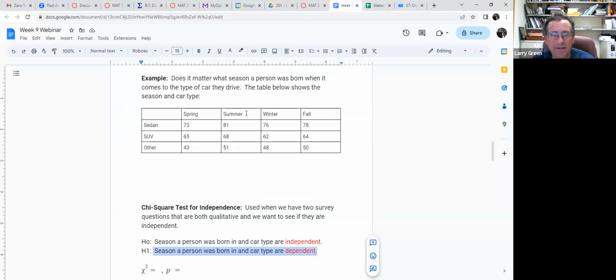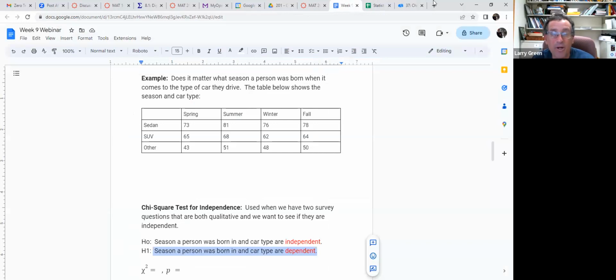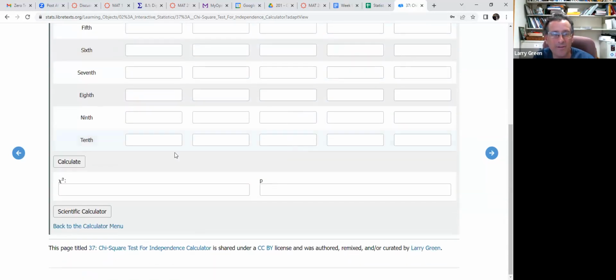And then the next row, 43, 51. And then 48, 50. Any questions at all on entering the data? Okay, then you scroll down and you hit calculate. Okay, try to make it pretty easy to use a calculator. But you still got to type numbers in that you can't get around.